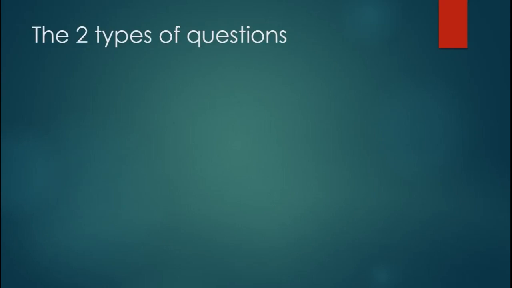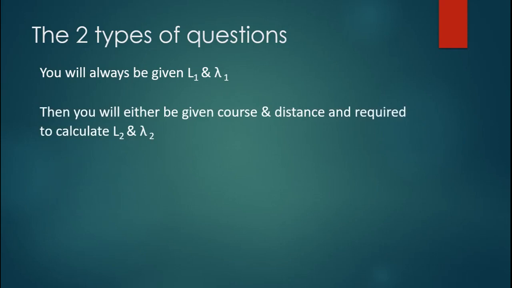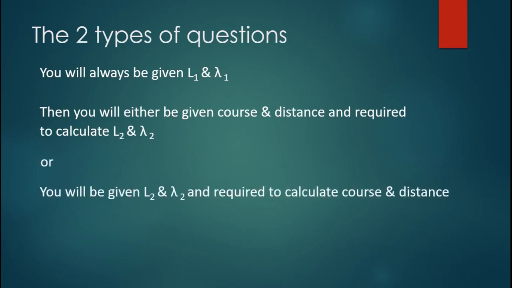Okay, just like the mid-lat sailings, there are going to be two types of questions, and you'll always be given latitude 1 and lambda 1, and then you'll either be given a course and a distance and required to calculate lat 2 and lambda 2, or you'll be given lat 2 and lambda 2 and required to calculate a course and a distance. So far, everything's the exact same as the mid-lat sailings.